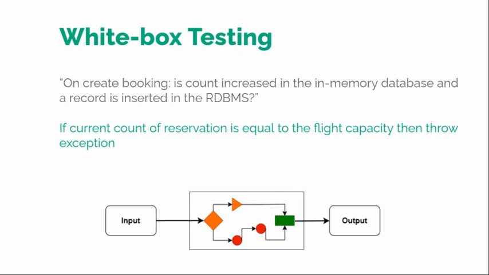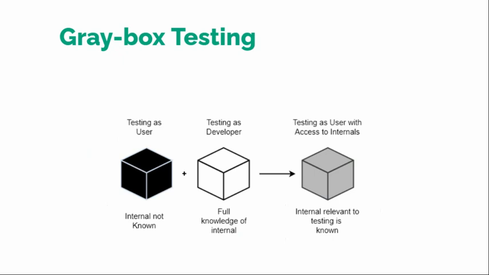Another example could be: if the current count of reservations is equal to the flight capacity, then throw an exception. So if we are going to book another seat, it will check whether the capacity is already full or not, and based on that will throw the exception. In both of these examples, we knew the context, so based on that context we planned our testing. Gray box testing is basically the combination of black box and white box.